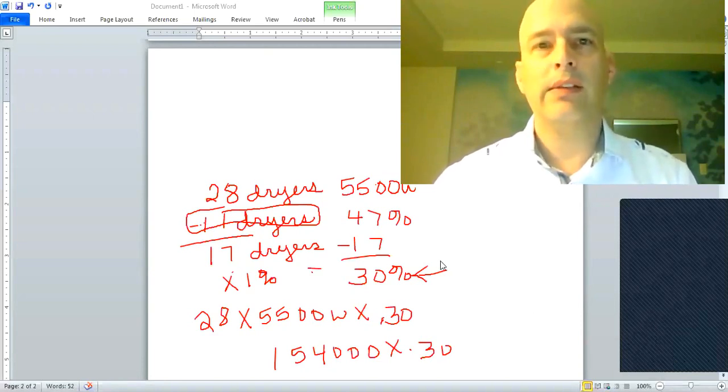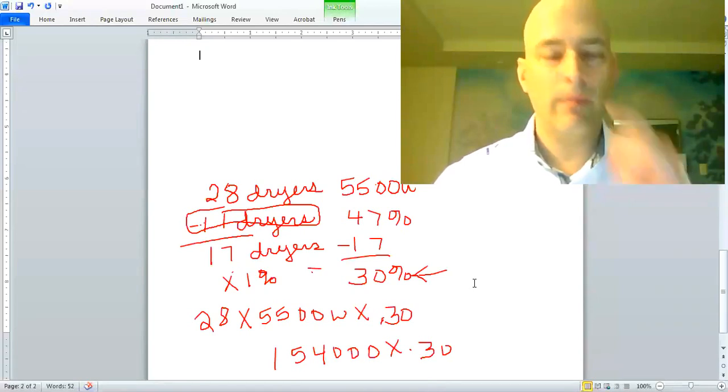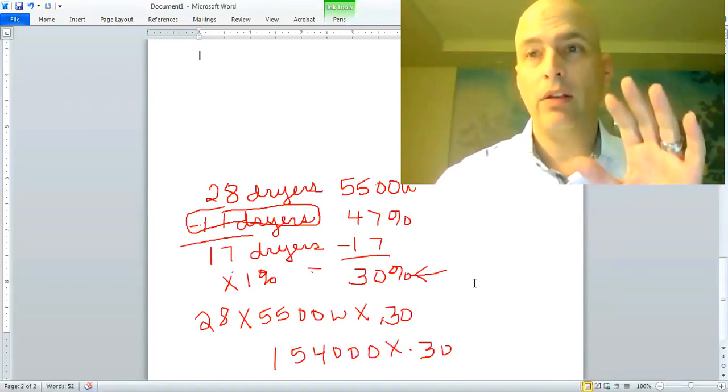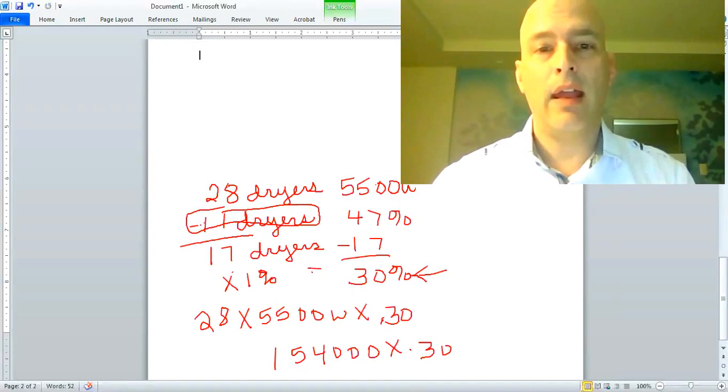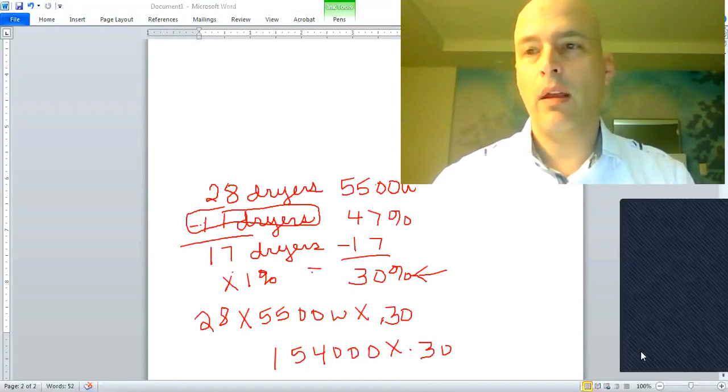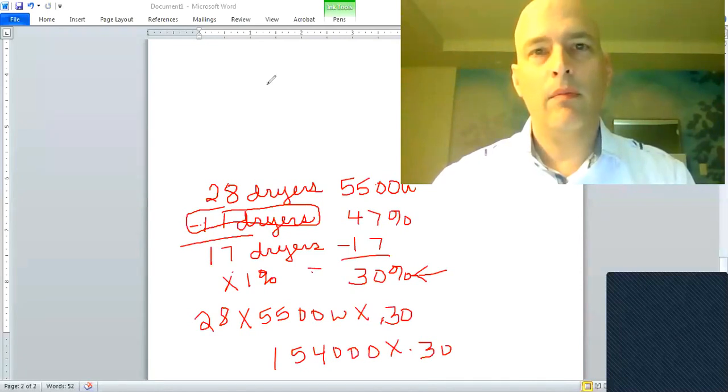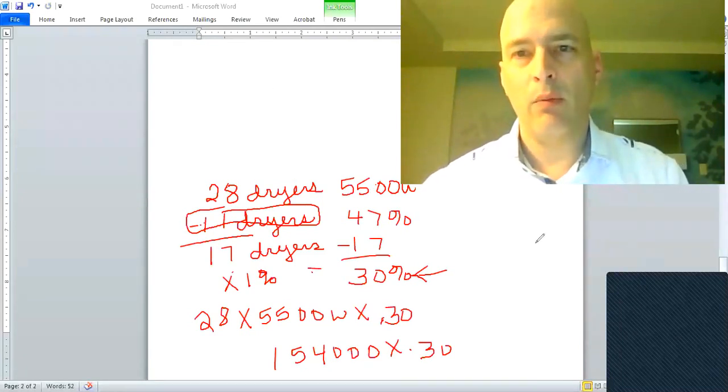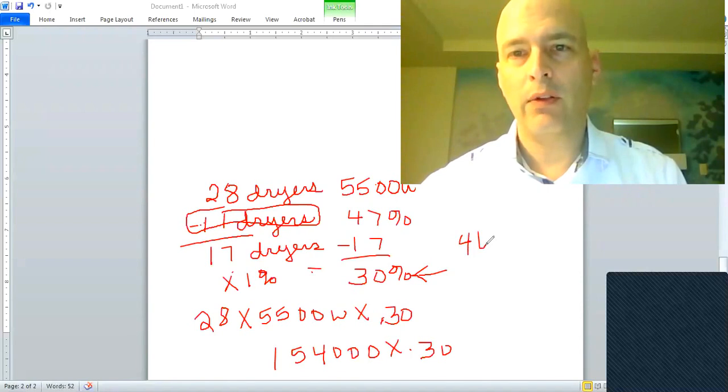And a lot of times on an exam, they're going to give this number to you in a kVA value. So even though we calculate that out as a number, that is 46,200. So 46,200 is what we ended up with. 46,200 watts or volt amps.